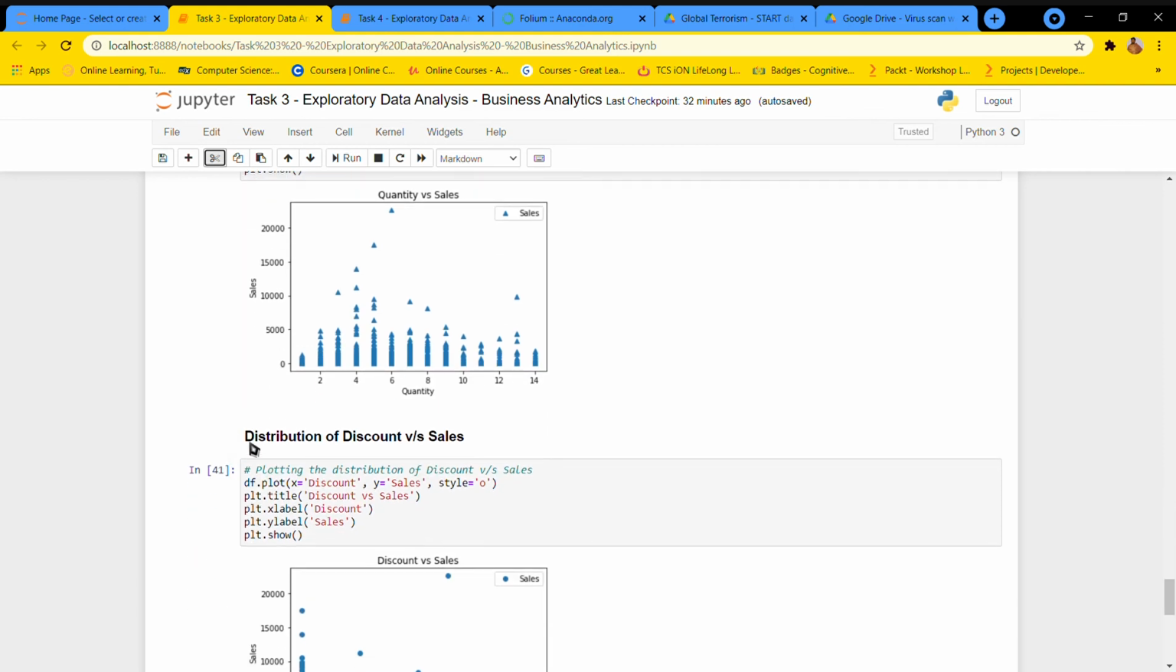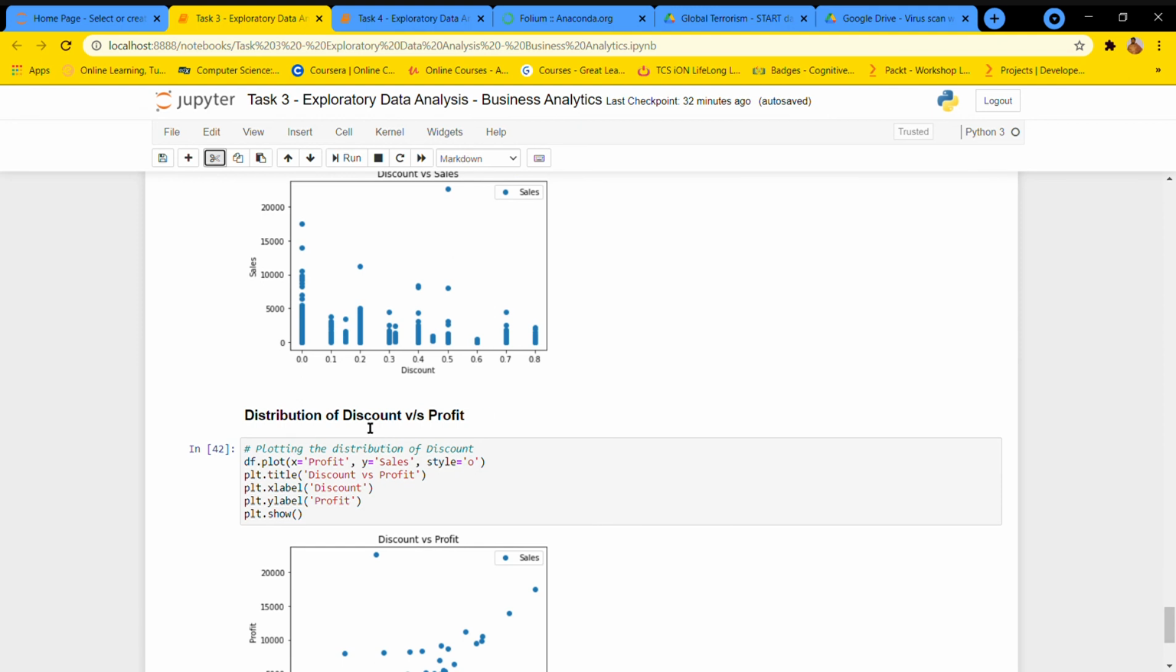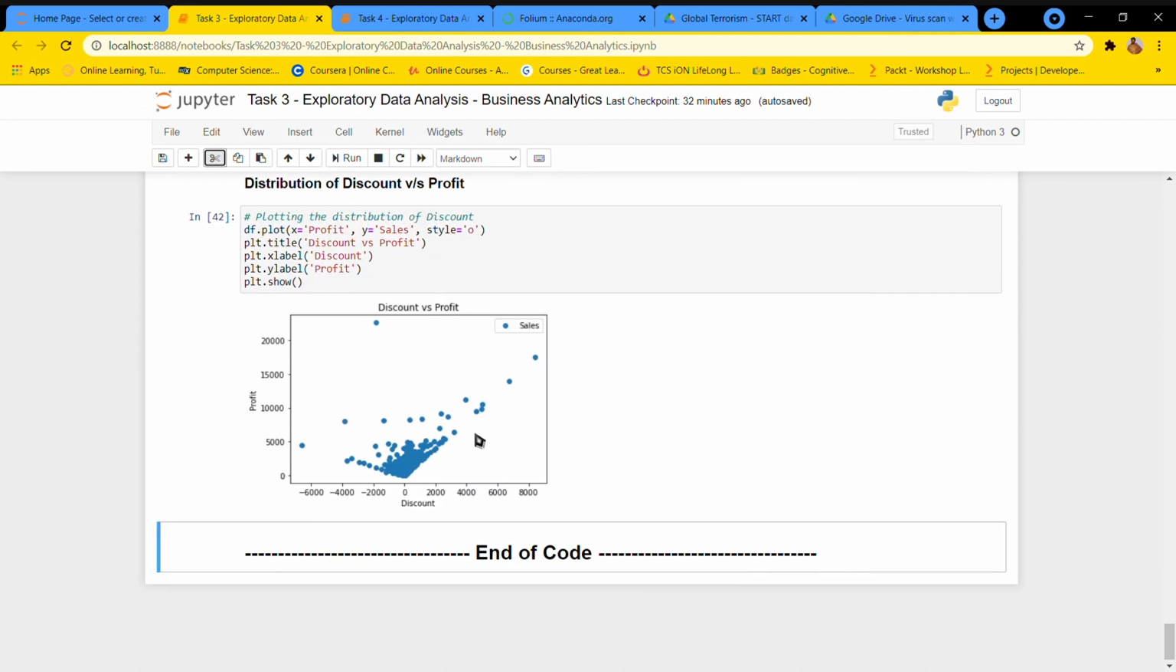And then I started plotting a graph between discount versus sale, then discount versus profit, and that's what we want.